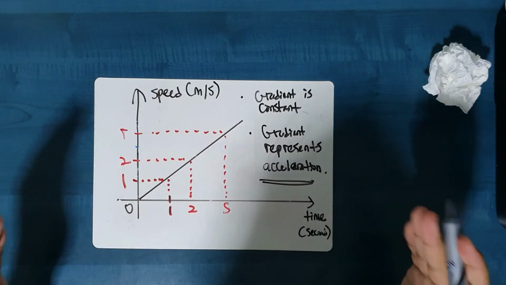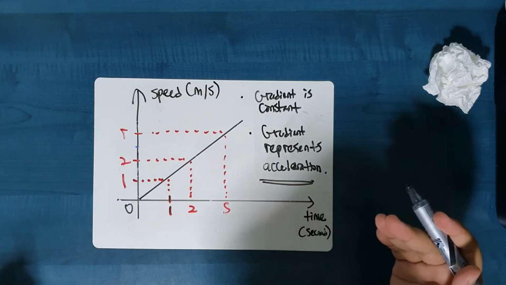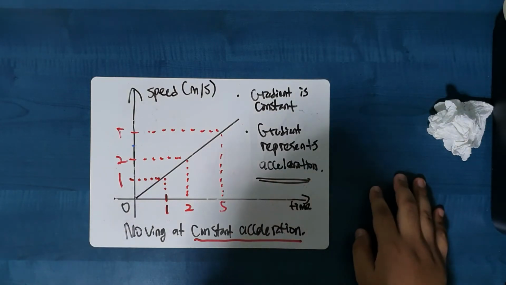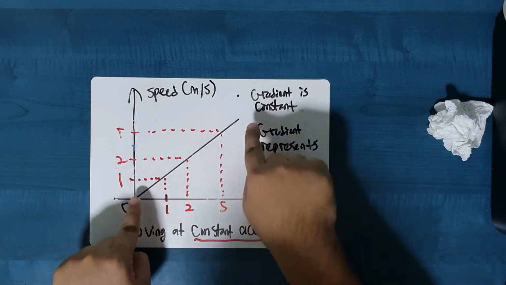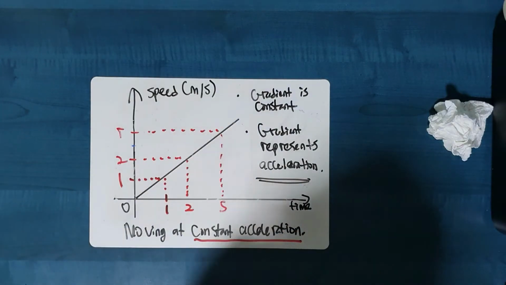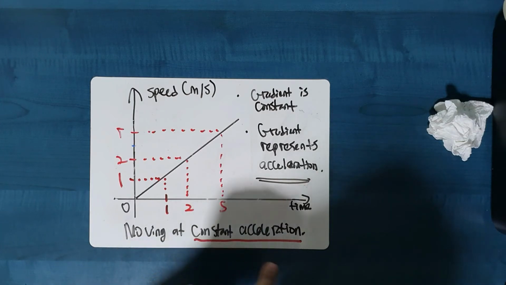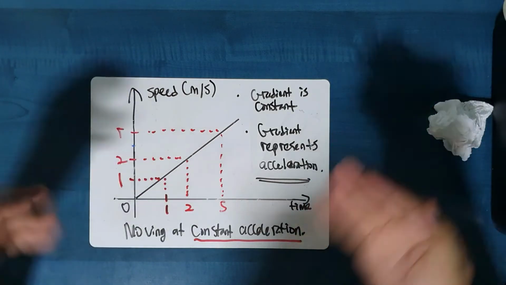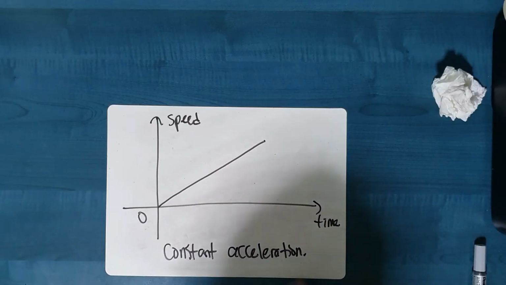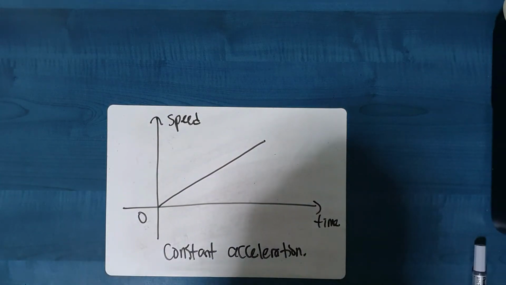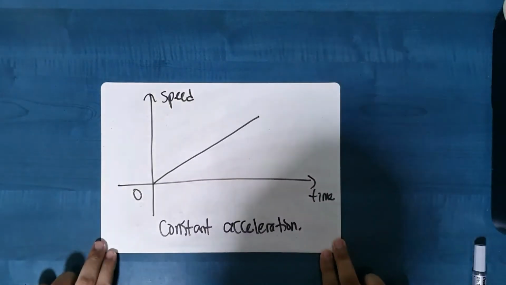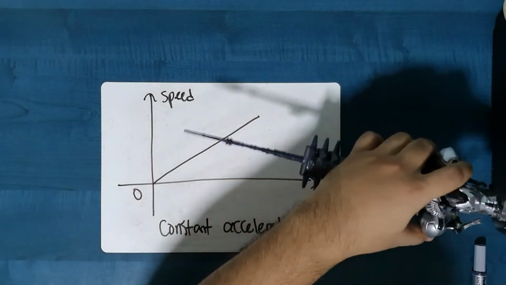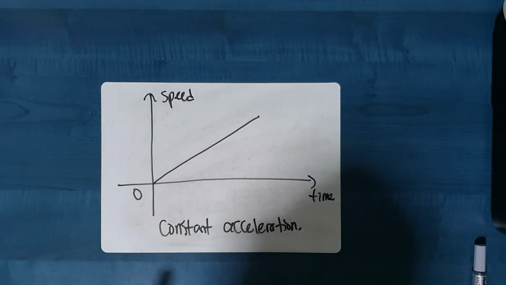And recall, acceleration is getting faster or getting slower. So when we combine constant gradient and the gradient representing acceleration, whenever you see this kind of straight line in a speed time graph, we say the object is moving at constant acceleration. That means this object is speeding up, but speeding up constantly. Now, how does an object moving at constant acceleration look like? It will look like this. I repeat, it will look like this. So it is speeding up, but speeding up at constant acceleration.